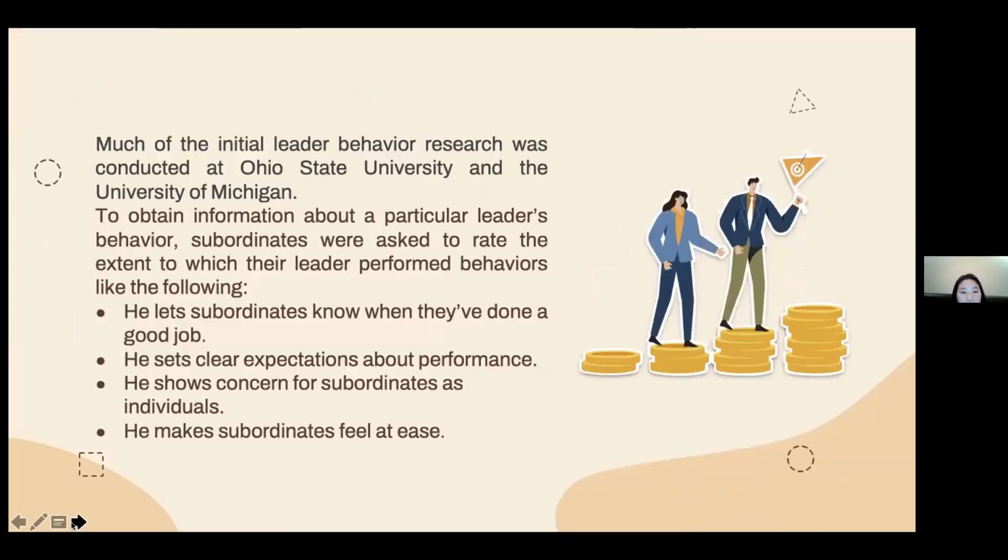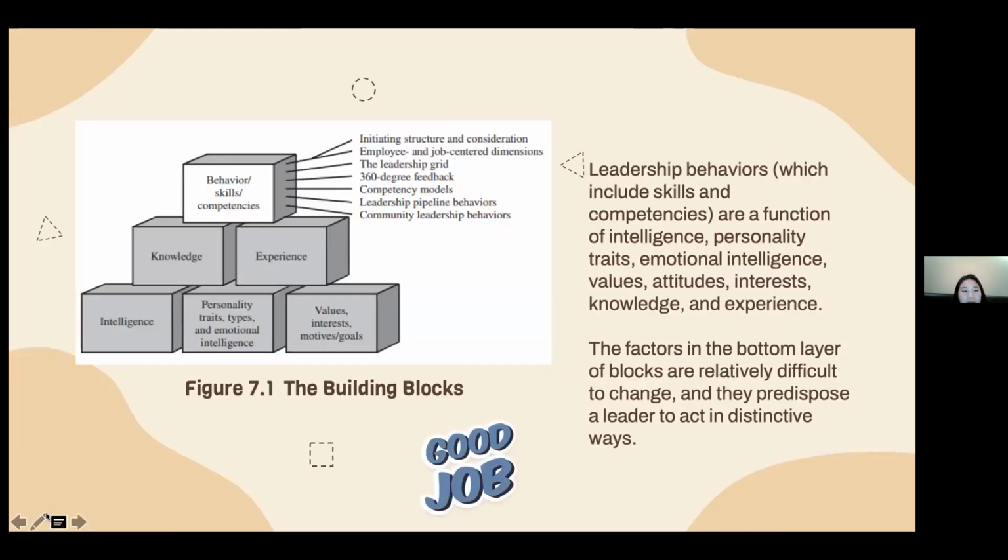So from the top to the bottom, it goes from relatively easy to difficult to change.